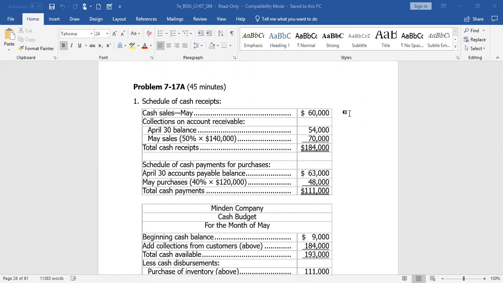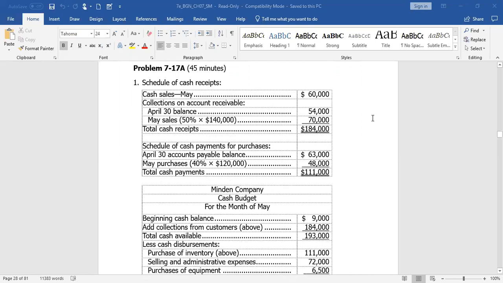40% are paid in the month of purchase. So as you can see there, for May purchases, 40% times $120,000, $48,000 will be paid. The remainder are paid the following month. All of the April 30th accounts payable to suppliers will be paid during May, so we will also include those as cash payments. So total cash payments are $111,000.